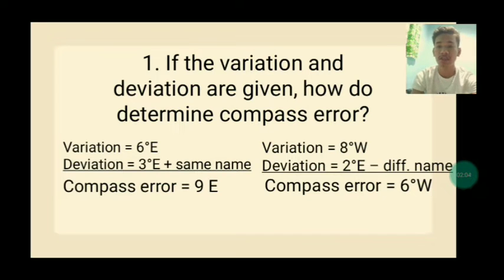The second example: the variation is 8 degrees west, and the deviation is 2 degrees east. We can see that the variation and the deviation have different names, so we determine which has the greater value. In this case, the variation has the greater value and the direction is west. So our compass error is 6 degrees west.